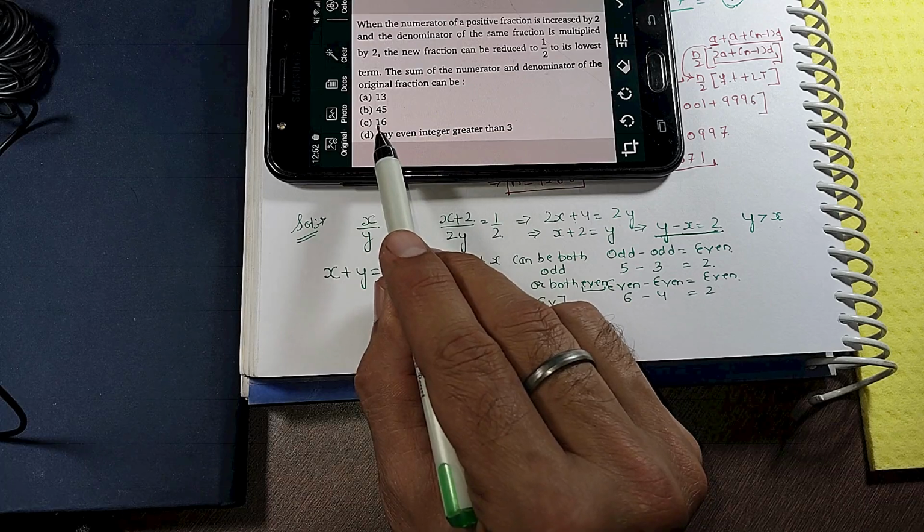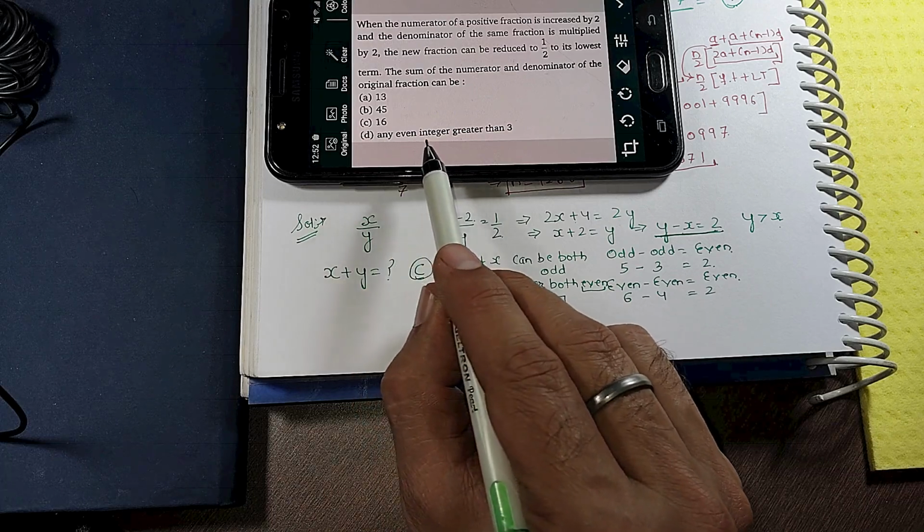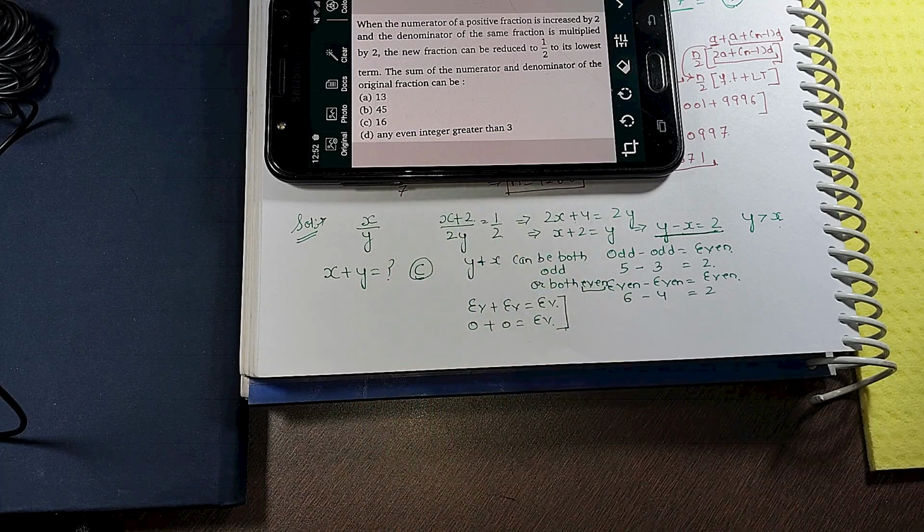So this is a particular number, and this is a generalized form: any even integer greater than 3. Now let us suppose some examples for this.